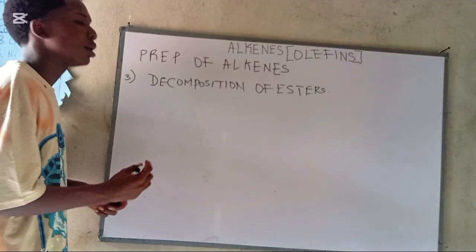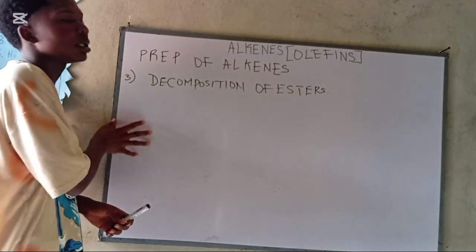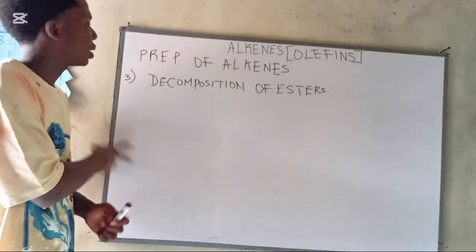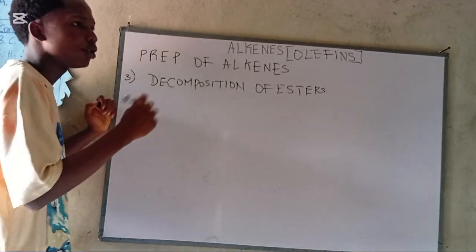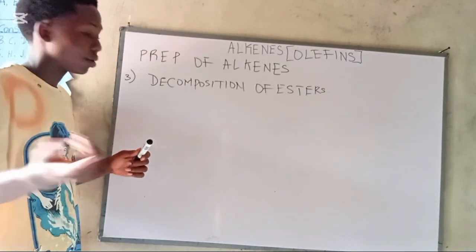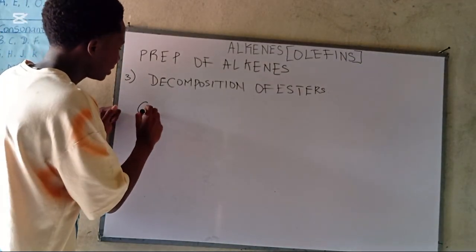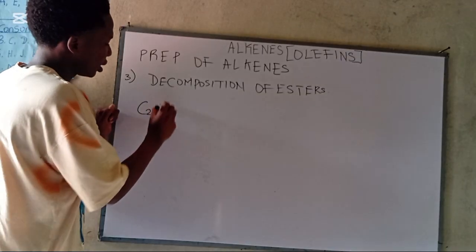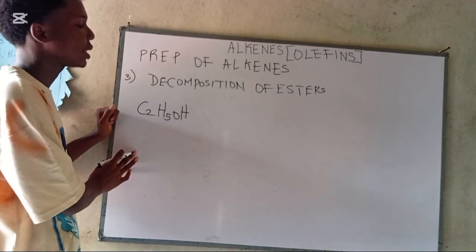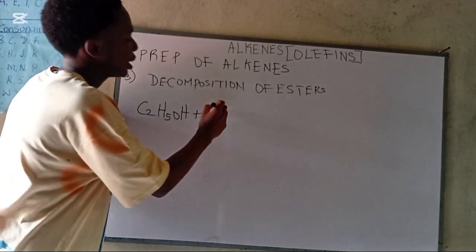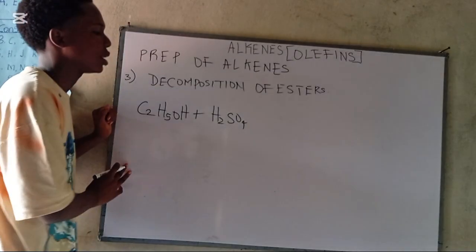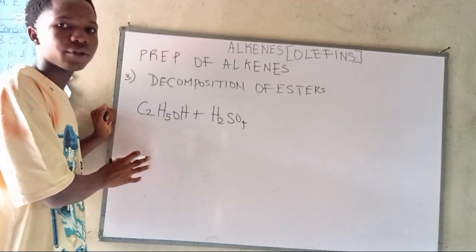If we combine an alkanol with a mineral acid, let me write it. Let's use ethanol as the example. Ethanol is written as C2H5OH, with the functional group. If ethanol is combined with a mineral acid, H2SO4, what will it give to us?